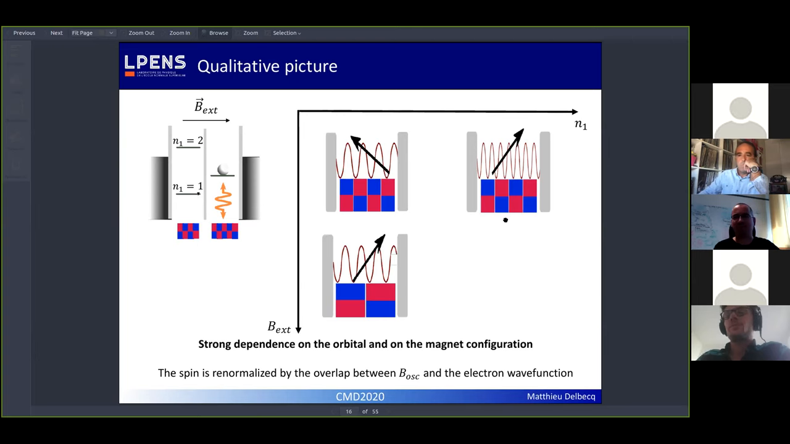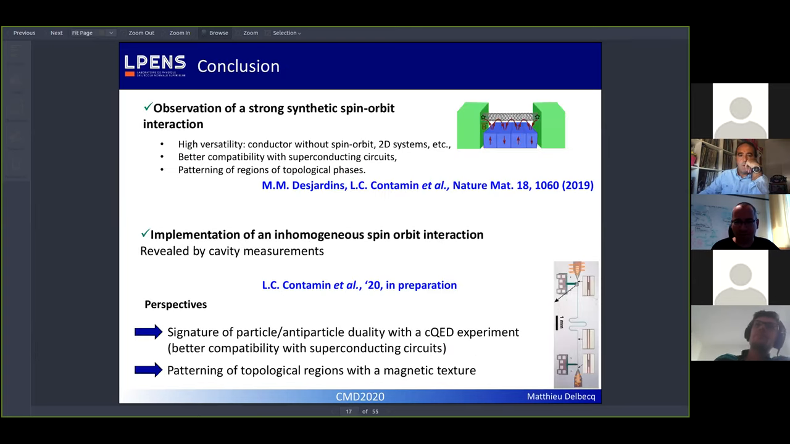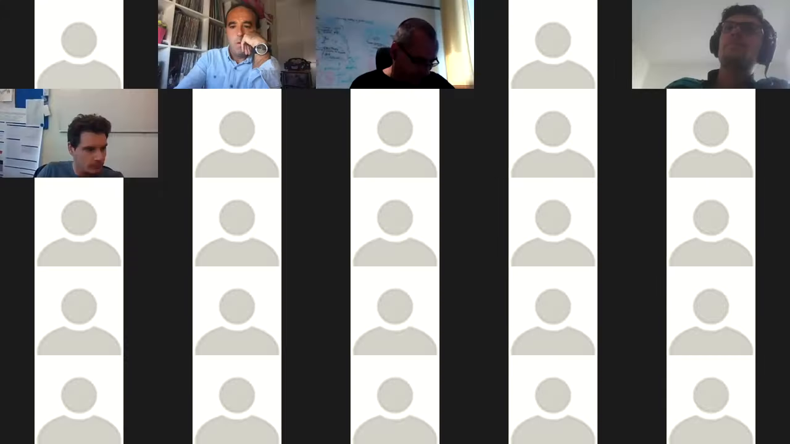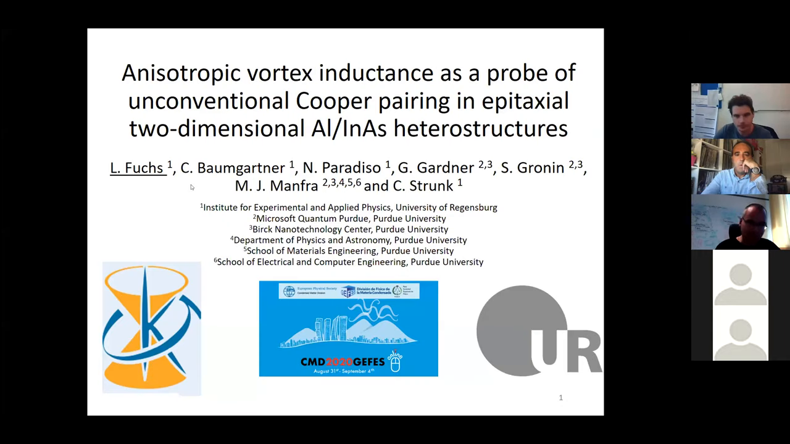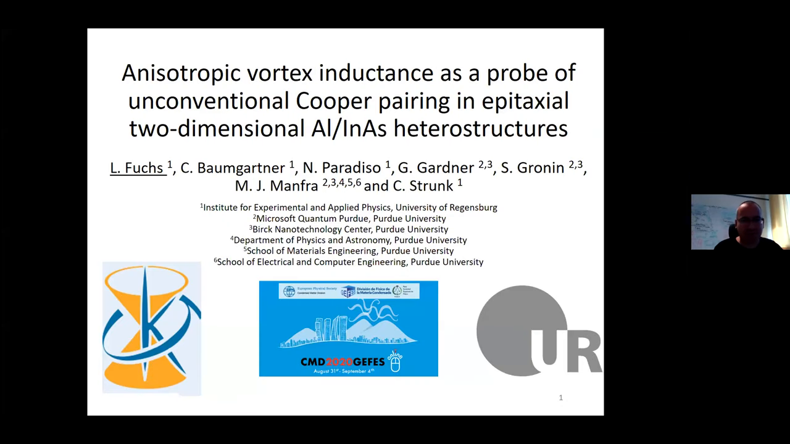I see. Okay, thanks. Okay, so thank you again for the nice talk. And then let's move on to Lorenz Fuchs' talk, who is already exactly here and can share his screen. So I hope you can see it. Exactly, and then this will be the talk by Lorenz Fuchs from Regensburg about anisotropic vortex inductance in aluminium indium arsenide 2DEG heterostructures. So Lorenz, thank you for making it, and the floor is yours.